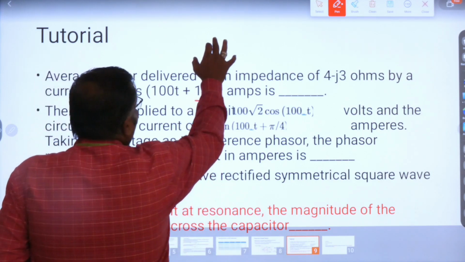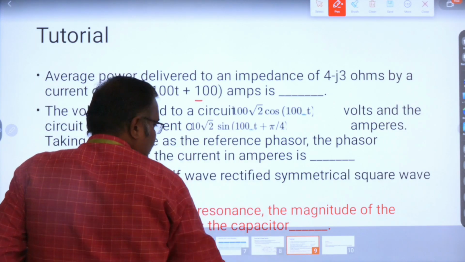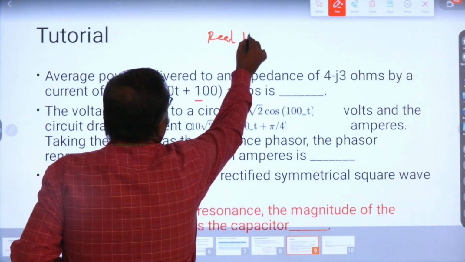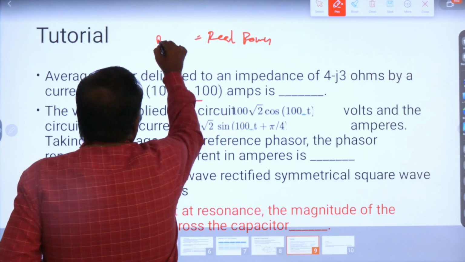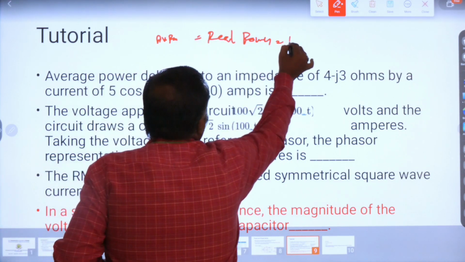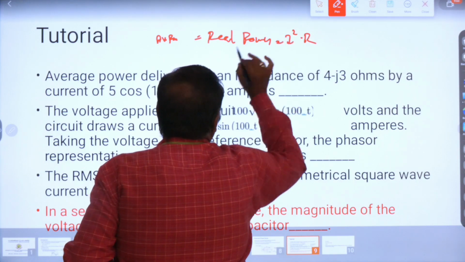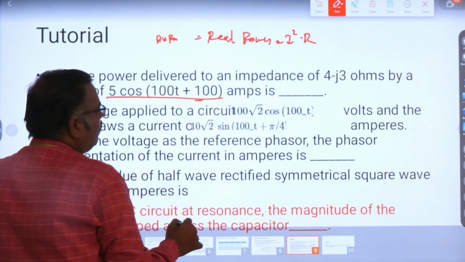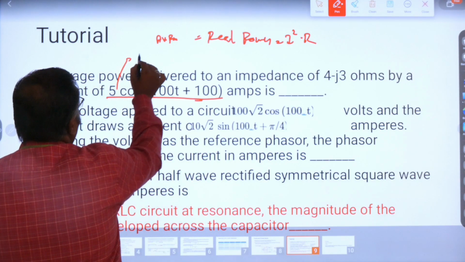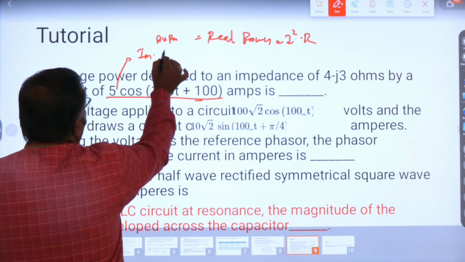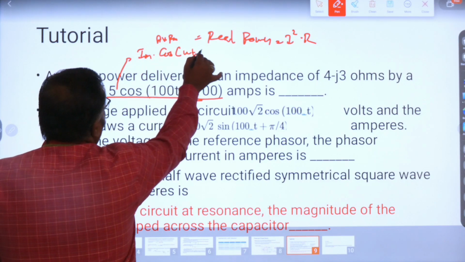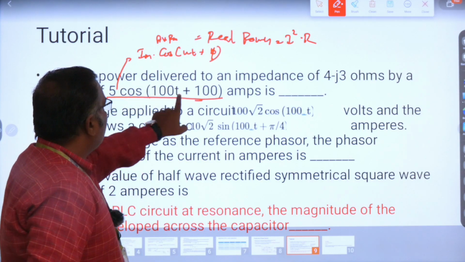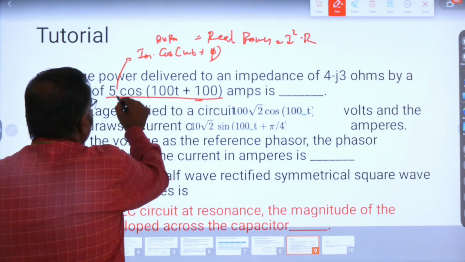The average power is nothing but the real power, which is given by I squared into R. The equation 5 cos(100t + 100) can be related to Im cos(omega t + phi). So omega is 100, phi is again 100, and Im is 5.